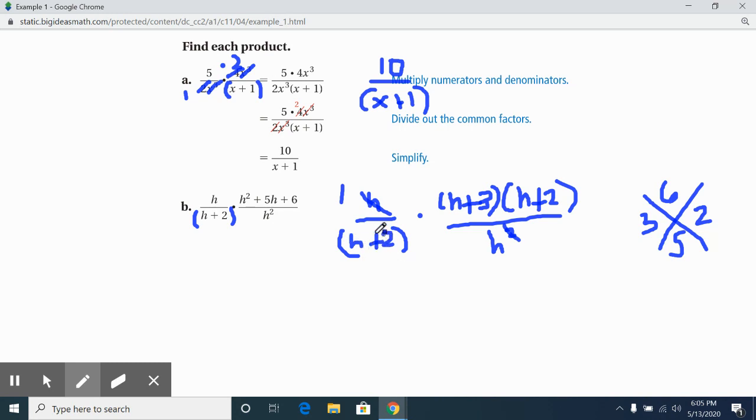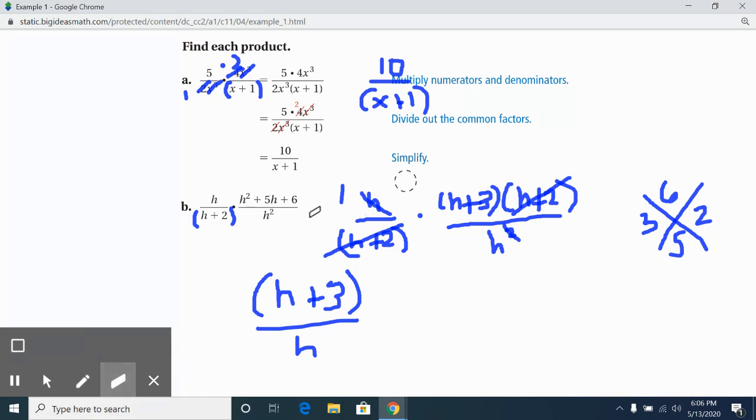And then I have an h plus 2 down here, and I have an h plus 2 up here. I'm going to cross cancel those. All right, I'm going to look at what is left, and I'm going to multiply. I have a 1 here times an h plus 3. So on my numerator, I'm going to have h plus 3 left. And in my denominator, this h plus 2 canceled completely. There's nothing down here, and I only have one h left down here. Okay, so this is, once again, my final answer.